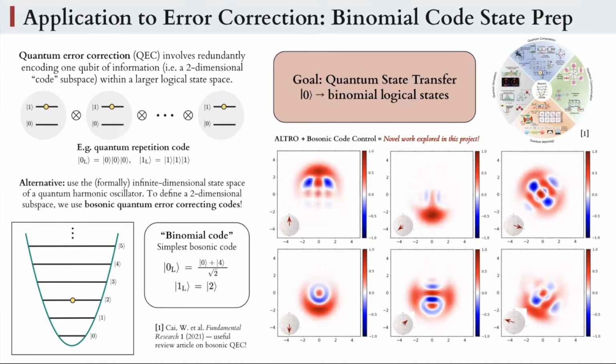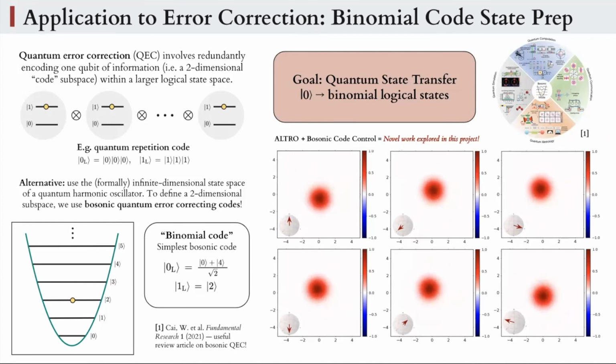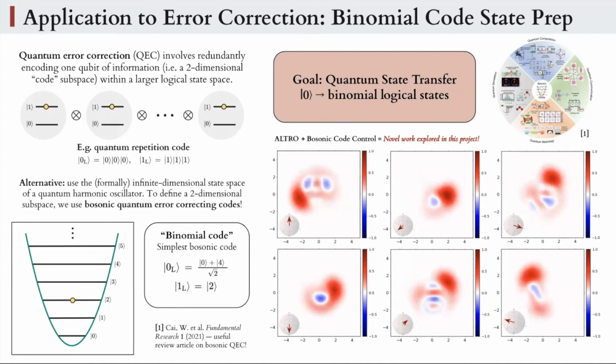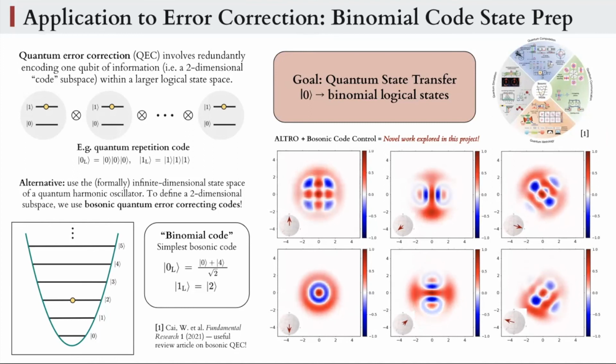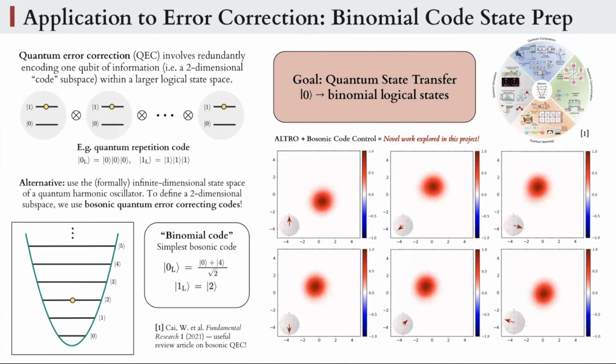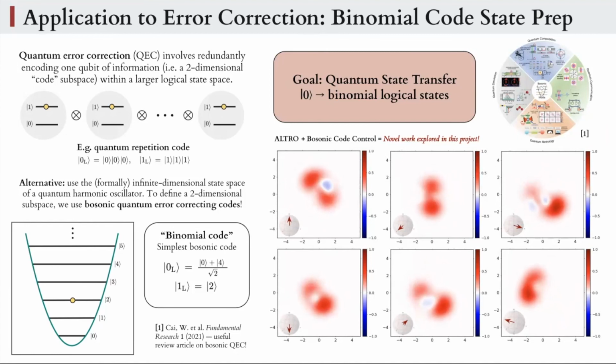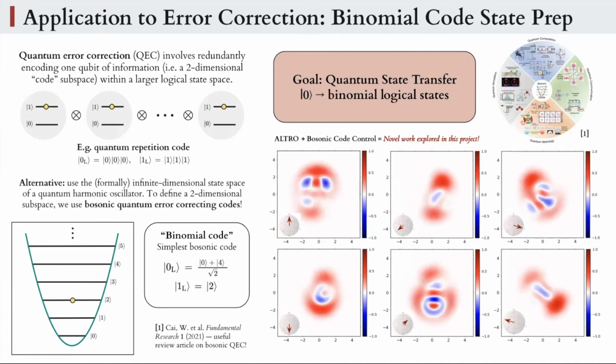And as researchers in the field, we can tell you that we were pleasantly surprised by these pulses. Moreover, I should note that using ALTRO on bosonic code control problems is novel work explored in this project.